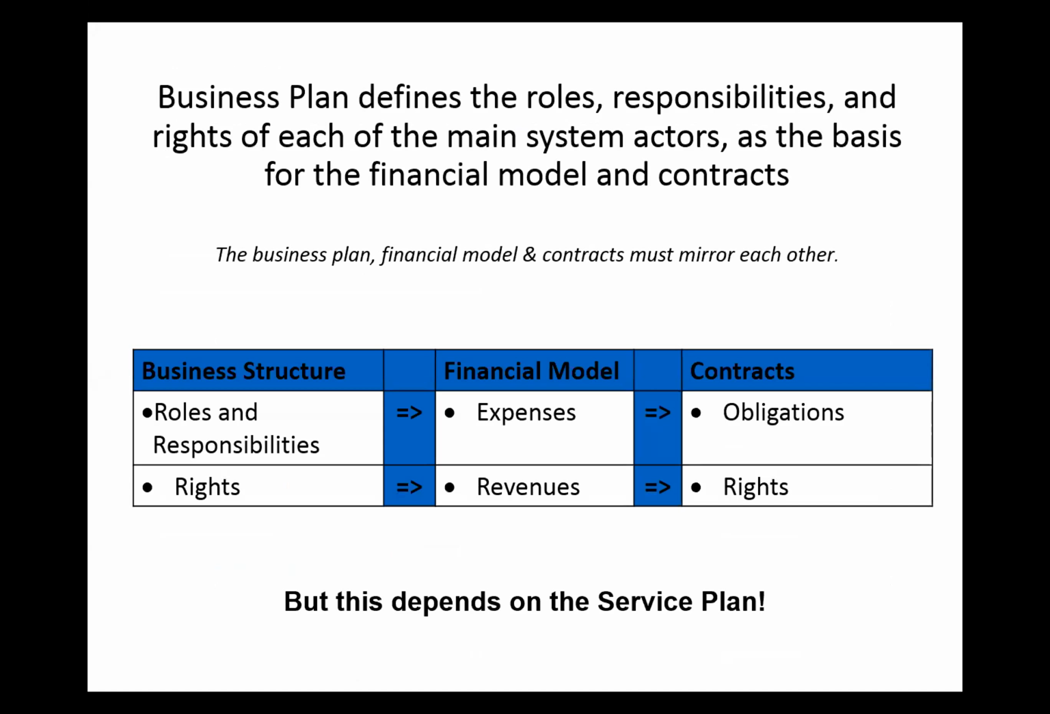And so the way that this all comes together is the business structure should delineate the roles and responsibilities of each of the actors, as well as the rights. Those roles and responsibilities get factored into the financial model as expenses. They get factored into the financial model as revenues. So the right of the private operator is to get paid a fee per kilometer. That's the revenue section. And then that should be reflected in the contracts as their obligations, as well as their rights. All of these things need to speak to each other and be coherent and consistent and mirror each other. And all of this depends on the service plan, so understanding what service you need to operate as well.